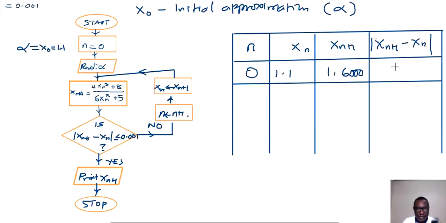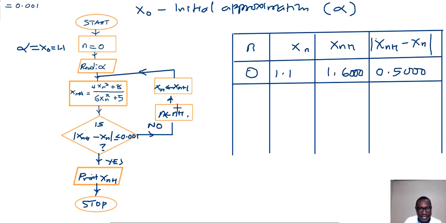In other words, we need to compute the error, and then we compare it to the standard maximum error given to us. So let's get 1.6 minus 1.1. We are getting 0.500 to 3 dps. So is this value 0.5 less than 0.001? No, this value is bigger than 0.001.